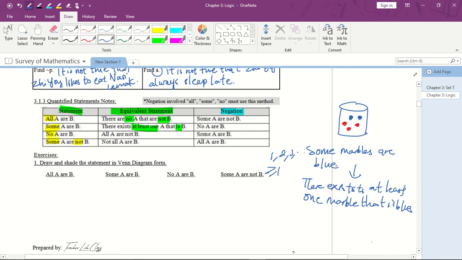However, if you want to make it a negation, which is the opposite, this is the way of writing it.